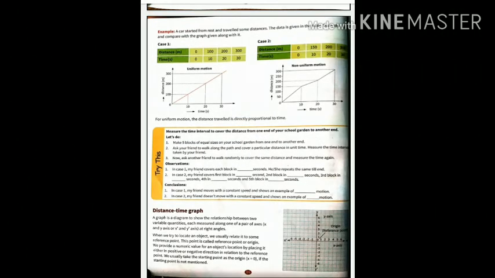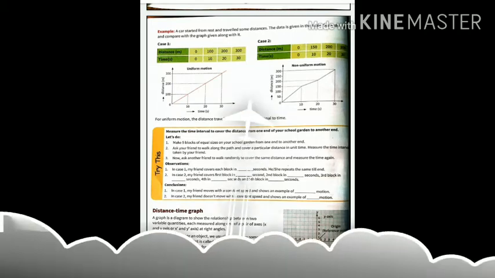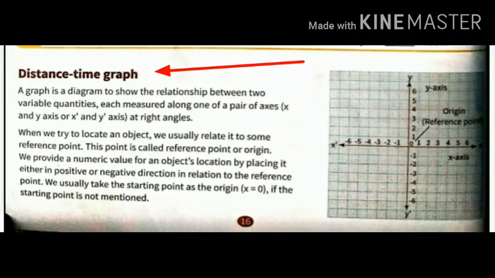Now let's start a new topic in this video and come to page number 16. On this page, we will start from the distance time graph. Now, what is a distance time graph? A graph is a diagram to show the relation between two variable quantities, each measured along one of a pair of axes, the x-axis and y-axis, at right angles. As you can see in the picture, this is the distance time graph.